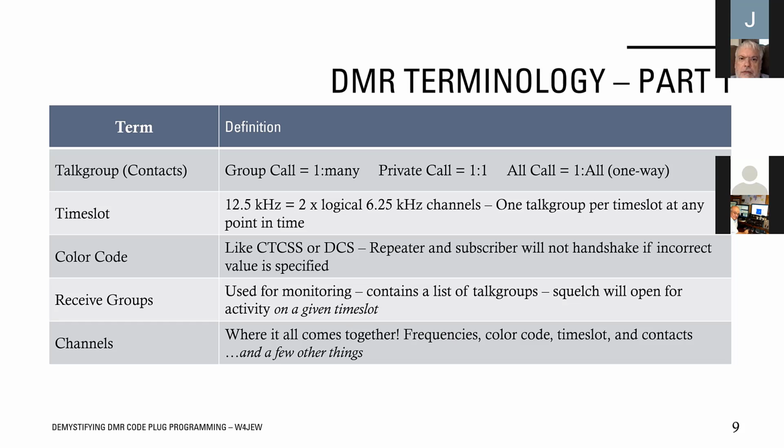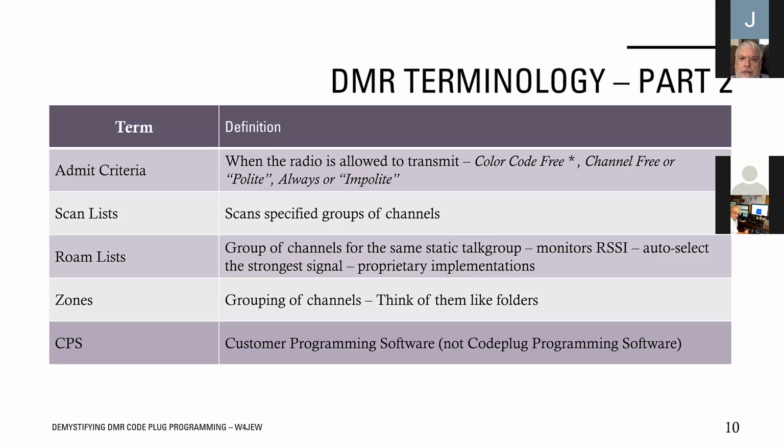Channels. A channel is really where everything comes together. It's our transmit and receive frequency, color code, time slot, contact. There's a whole bunch of other things. Do you need to worry about any of them? No. Keep it simple. You do not need to know what admit criteria is.